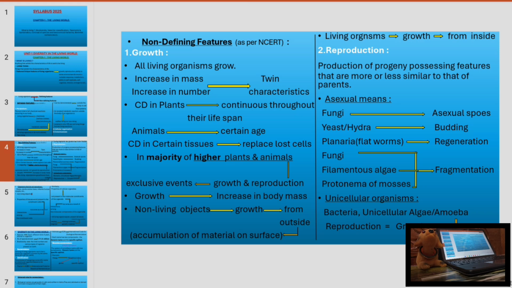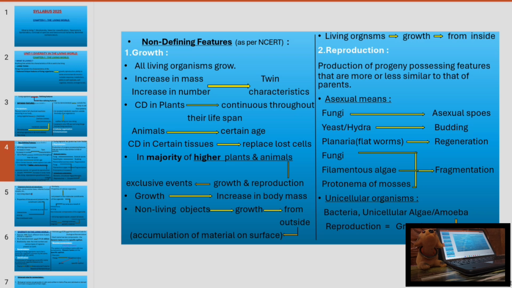And coming to the second one, reproduction. We know the definition of reproduction is production of progeny possessing features that are more or less similar to those of parents. Reproduction happens in many ways, and for different organisms there are different types of reproduction. Here are some examples given in NCERT that you should note down, because they are continuously asked in NEET, so make sure you note them down.